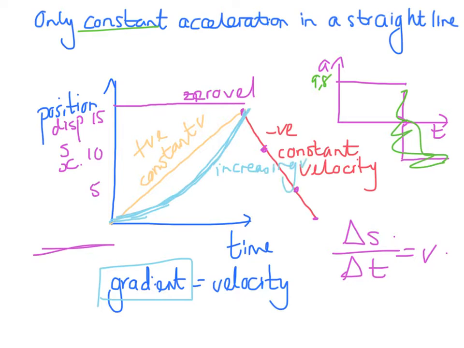And if I have something that looks like this, where I start off with a steep slope, less steep, less steep, less steep, that is a decreasing velocity.